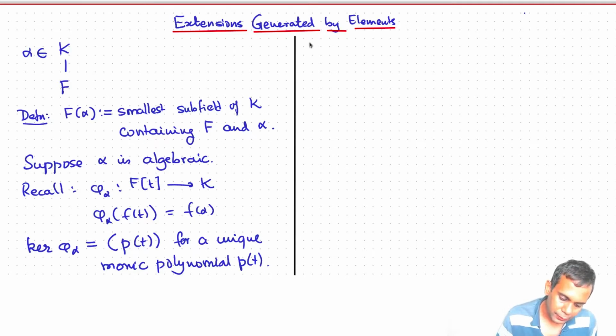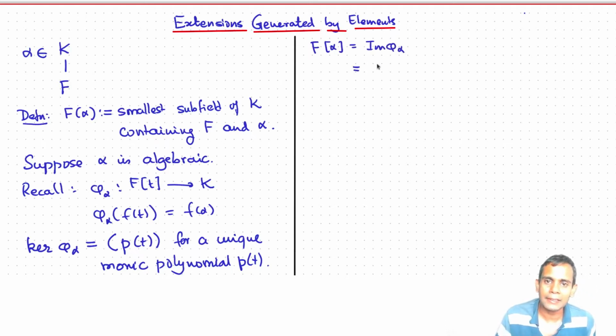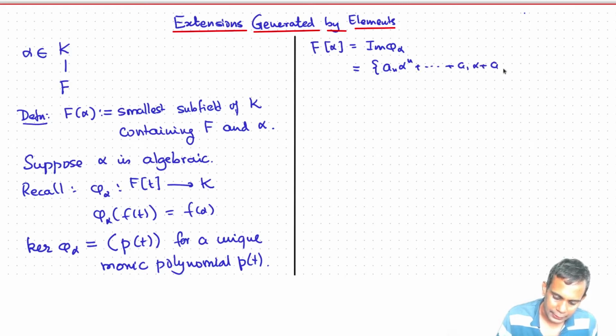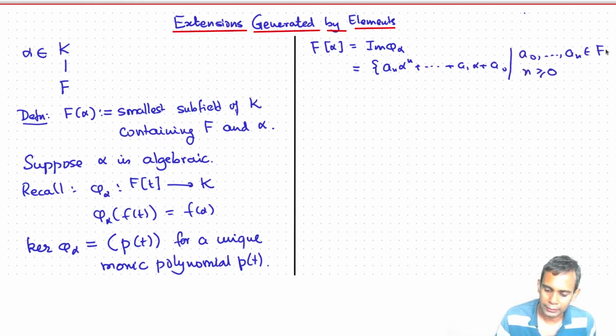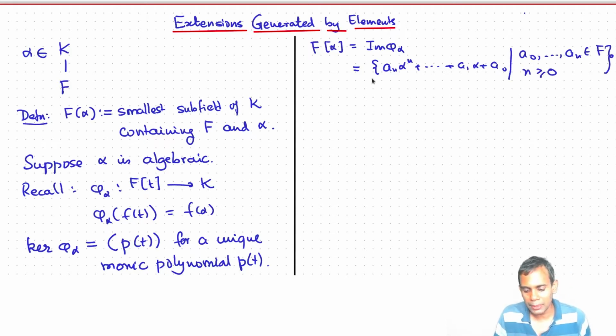Okay, and let's make another definition. Let's define F[alpha], with square brackets, to be the image of phi_alpha. Explicitly, this set is the set of all a_n alpha^n plus ... plus a_1 alpha plus a_0, where a_0 up to a_n are just elements of F and n is some non-negative integer. Because after all, it's just the image, all possible values taken by polynomials evaluated at alpha.